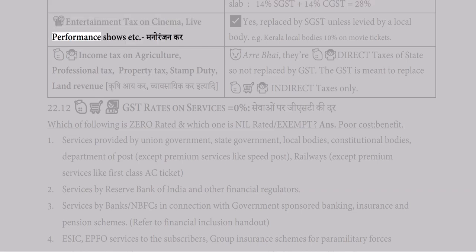Entertainment tax on cinema, live performance shows etc.: yes, replaced by SGST unless levied by a local body. E.g. Kerala local bodies levy 10% on movie tickets.